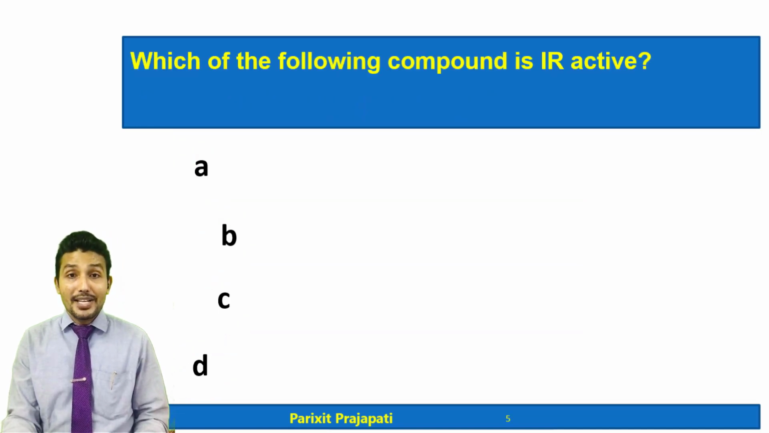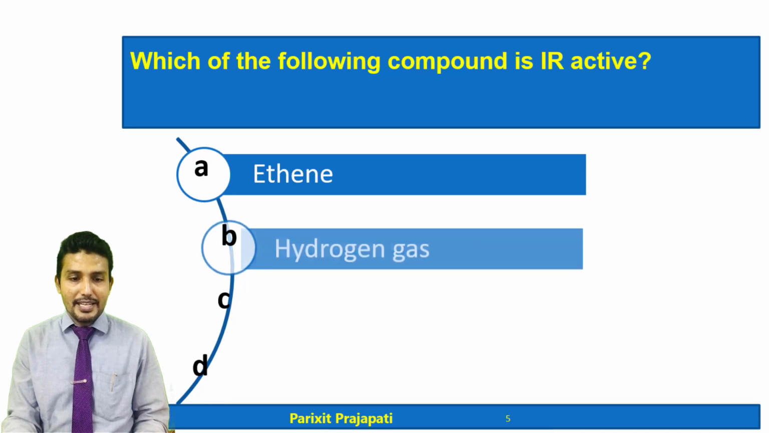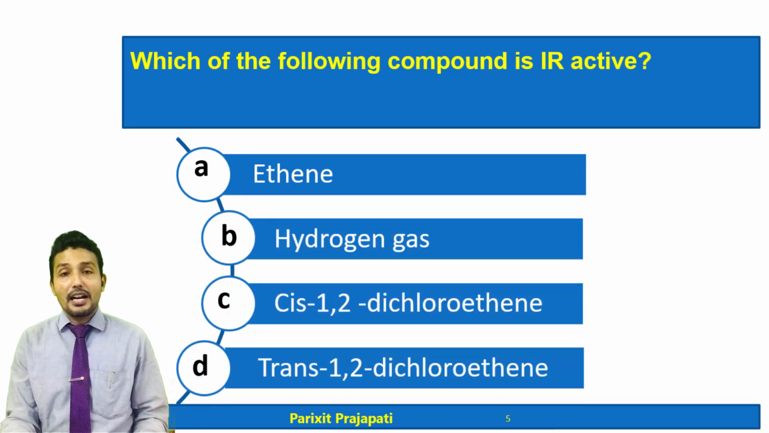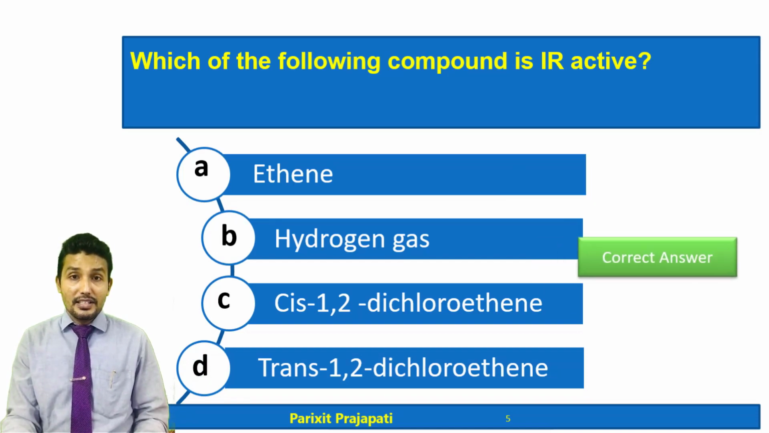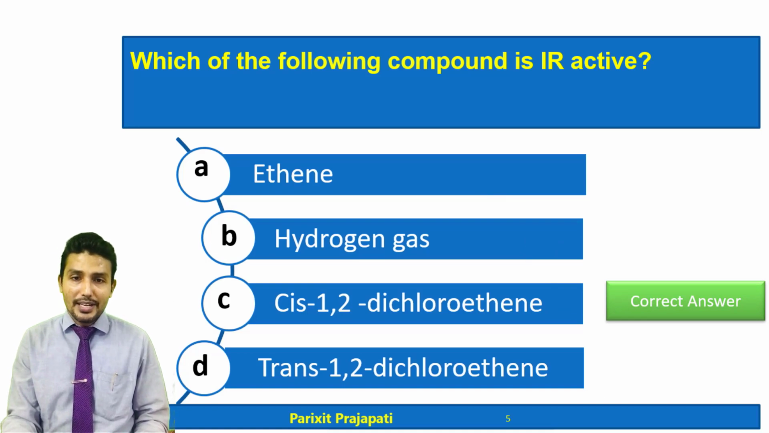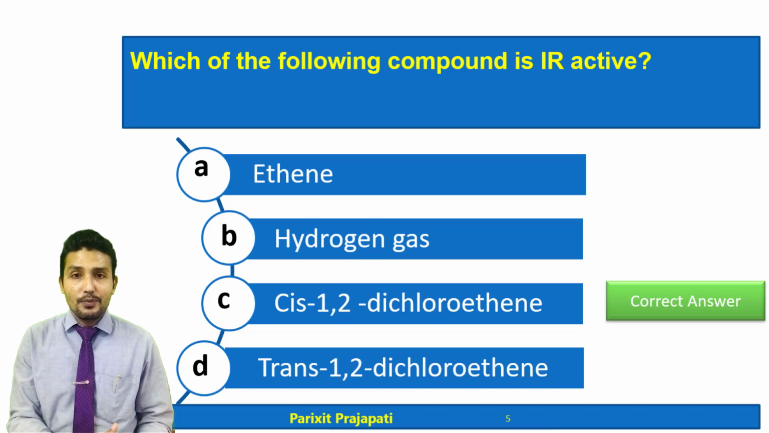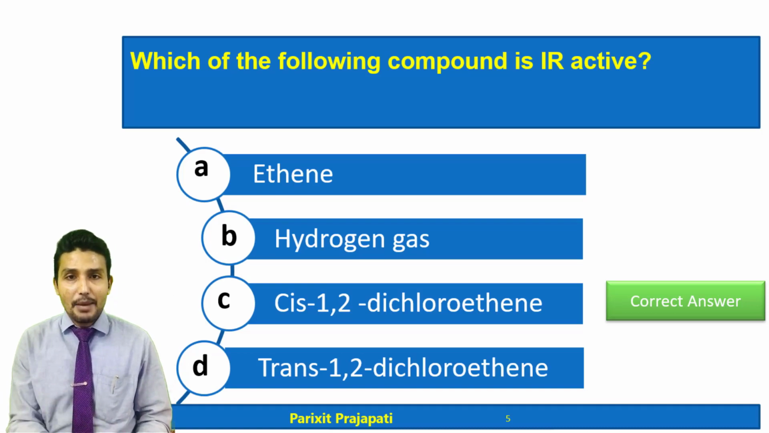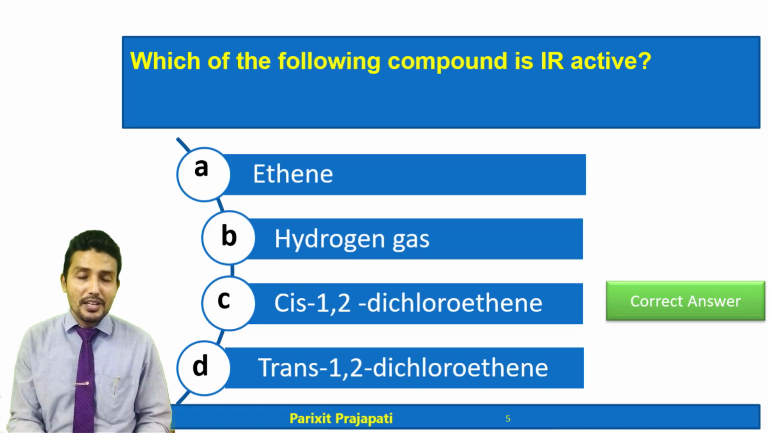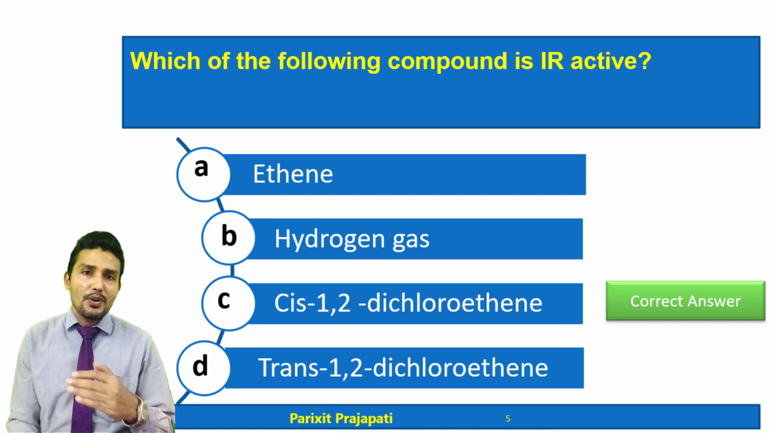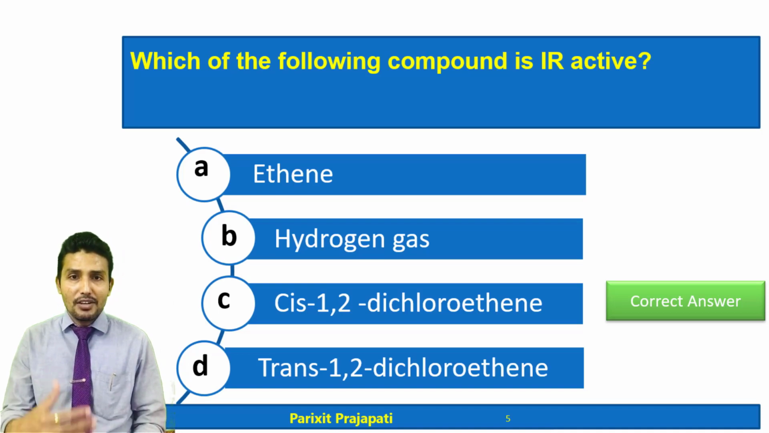Which of the following compounds is IR active? Ethene, hydrogen gas, cis-1,2-dichloroethene and trans-1,2-dichloroethene. So here the correct answer is cis-1,2-dichloroethene. Now for any compound to be IR active, it must have a change in dipole moment. So if for any compound the dipole moment is 0, that compound will be IR inactive. If a compound will have a change in dipole moment, a non-zero dipole moment, then it may be IR active.